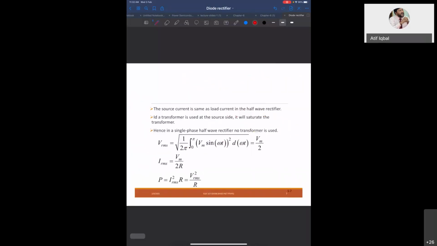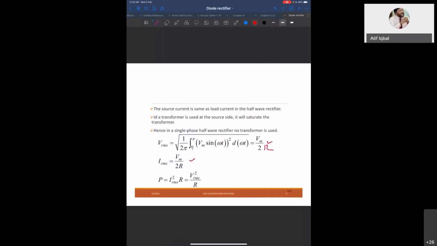What about the RMS? So RMS voltage is given as 1 by 2 pi, integral from 0 to pi of Vm square d omega t. So it is equal to Vm by 2. And what is the RMS current? Vm by 2R. Just divide by R, that gives you the current.